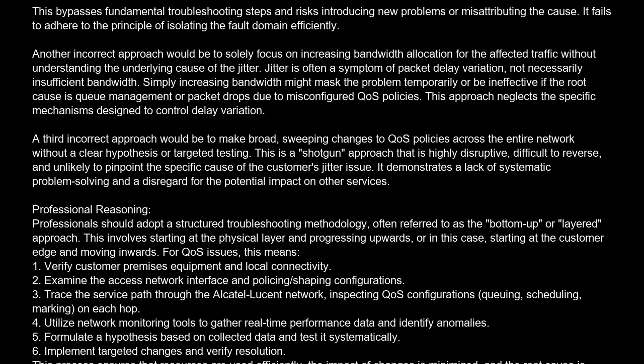3. Trace the service path through the Alcatel Lucent network, inspecting CoS configurations, queuing, scheduling, marking on each hop. 4. Utilize network monitoring tools to gather real-time performance data and identify anomalies. 5. Formulate a hypothesis based on collected data and test it systematically. 6. Implement targeted changes and verify resolution. This process ensures that resources are used efficiently, the impact of changes is minimized, and the root cause is accurately identified and addressed, thereby upholding the service provider's commitment to the SLA.